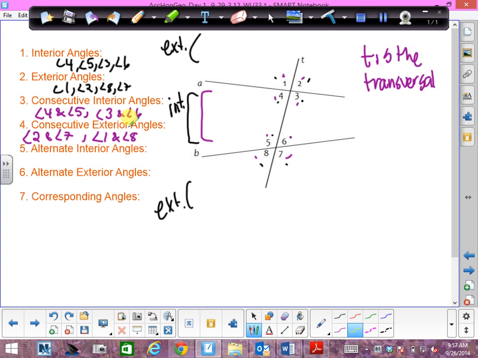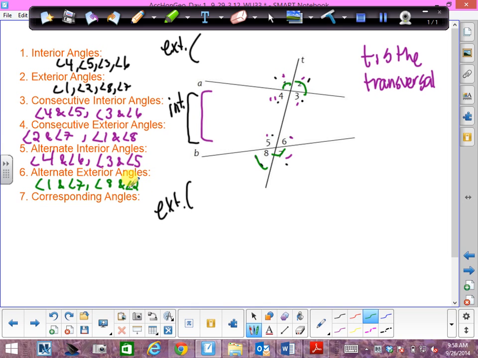Alright, then the alternate interior angles, they have to be in the interior of the two lines, but they are on alternate sides of the transversal. So angle 4 and angle 6 are one pair, and then angle 3 and 5 make up the other pair. So alternate exterior angles are on the exterior of the two lines that are not the transversal, and they are on opposite sides. So angle 1 and angle 7, that is one pair. And then angle 8 and angle 2 makes up another pair.